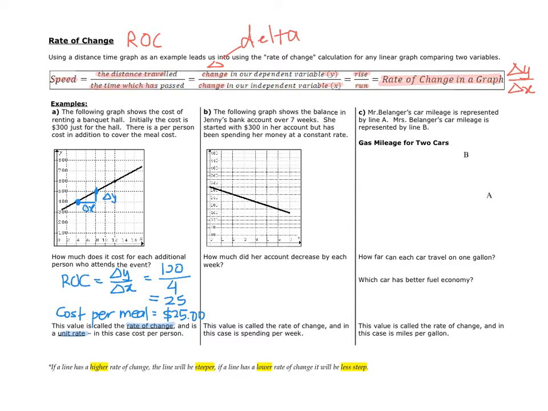The following graph shows the balance in Jenny's bank account over 7 weeks. She started with $300 in her account, but has been spending her money at a constant rate. Look at the word spending here, and we'll talk about what that means in a bit. So now here again, I'm going to have you figure out the rate of change. Rate of change is the same thing, delta y over delta x. Now, you can pick any 2 points on the graph. It doesn't matter as long as you can clearly identify what they are.